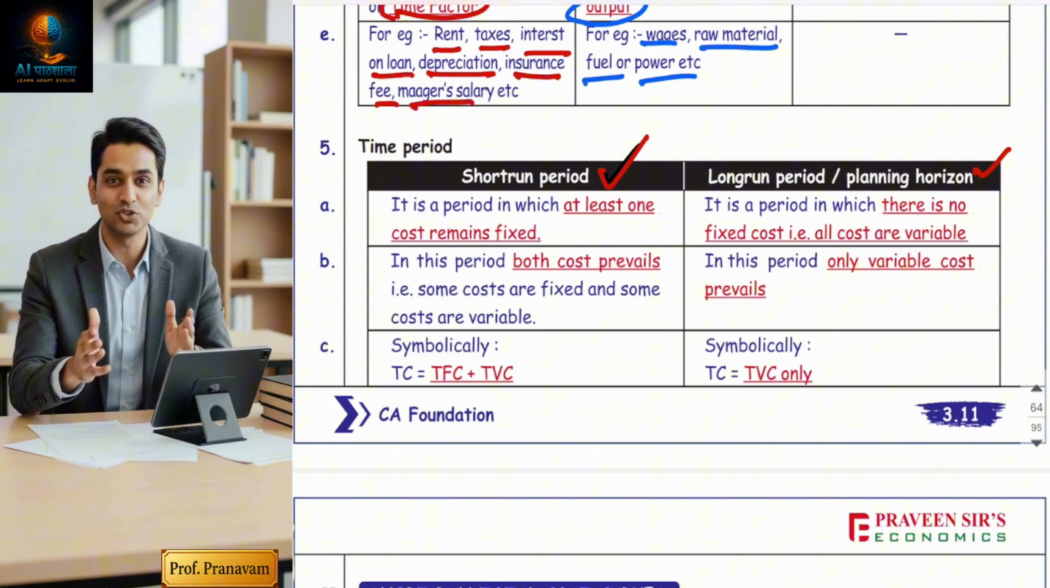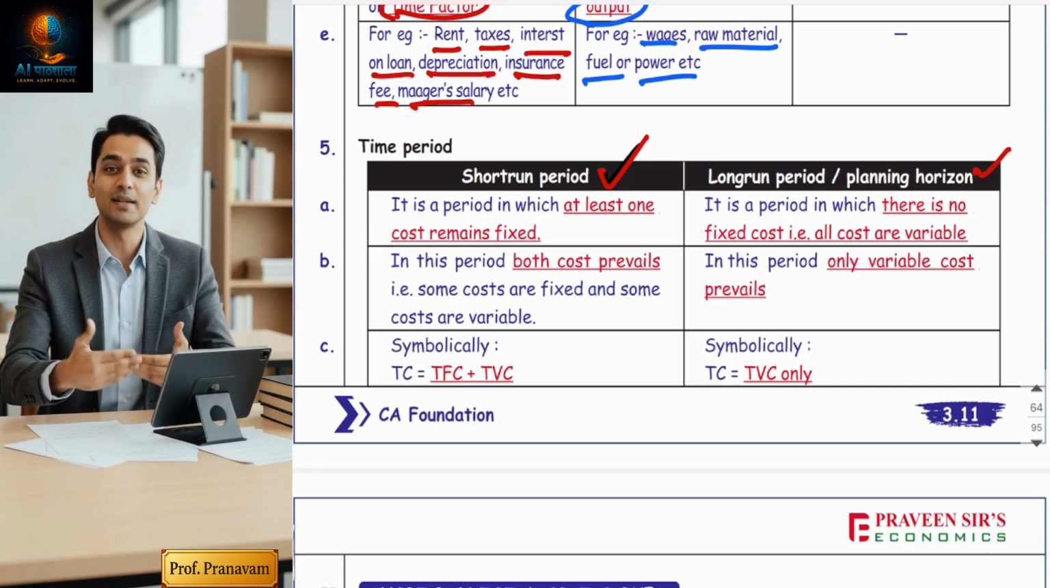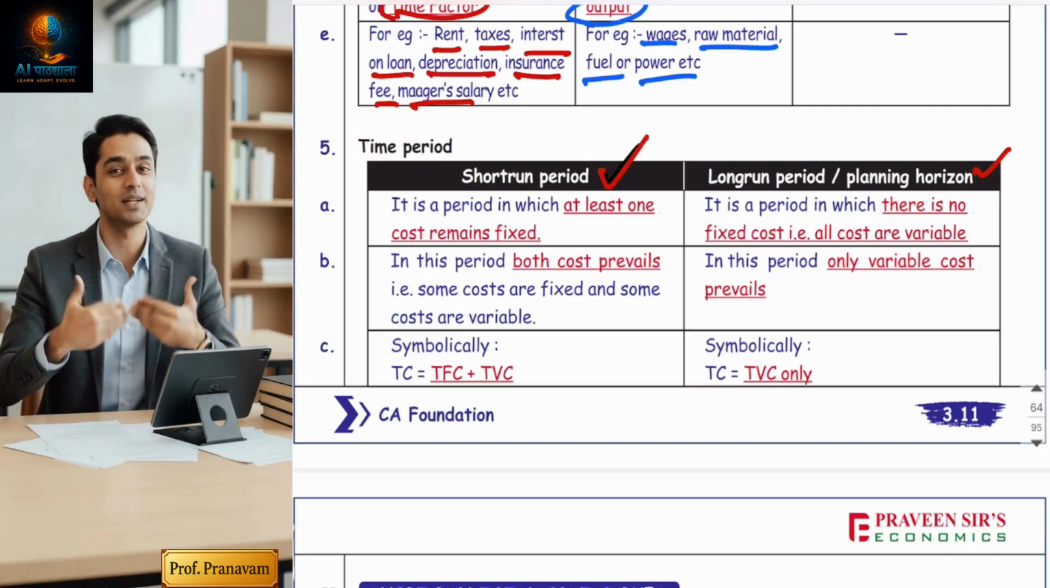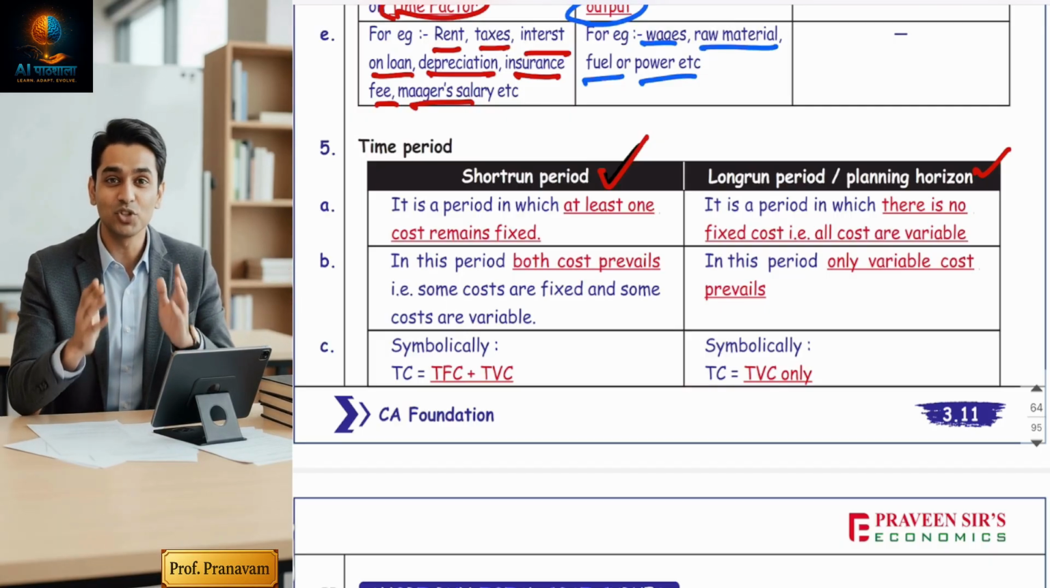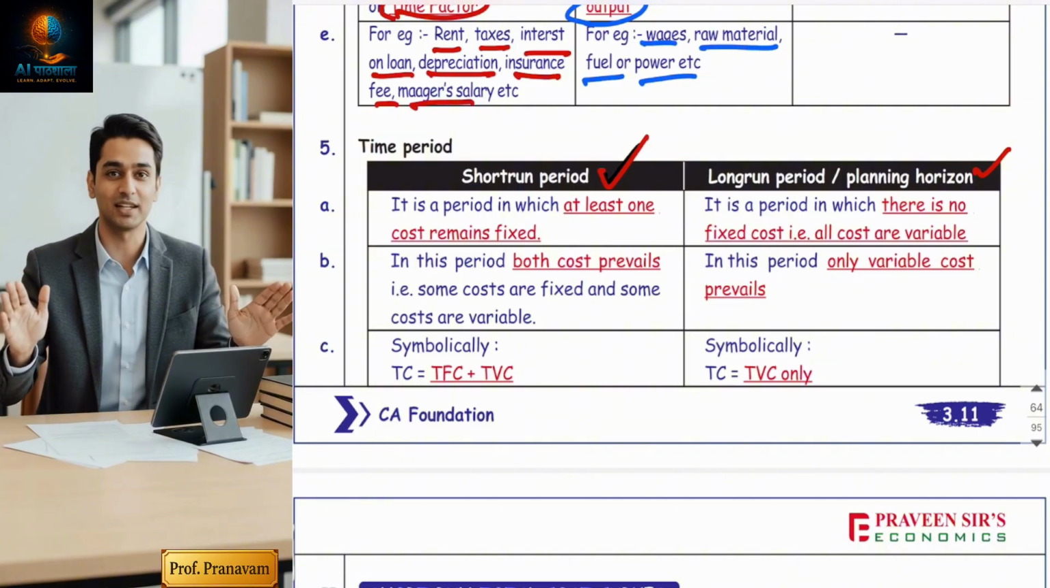But in economics, economists have never considered the time factor to define short run and long run. Oh, is it so? Yes. They have not considered the time factor. So what do you mean by time factor? Time factor means if you are saying 6 months, 8 months, 2 years, 5 years, it means you are considering the time factor. Here there is no time factor.